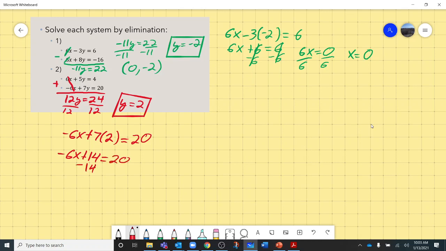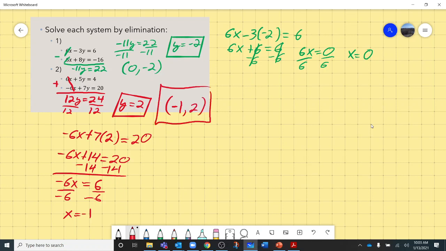Subtract 14 from both sides. And we get negative 6x. 20 minus 14 is a positive 6. Divide both sides by negative 6. And x equals negative 1. So our ordered pair for this one would be negative 1, 2. Okay, and that's it for this one.